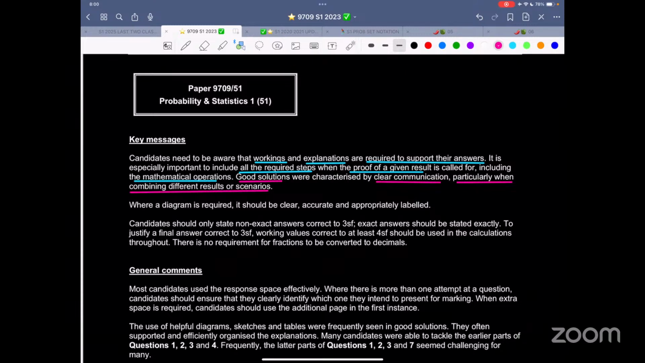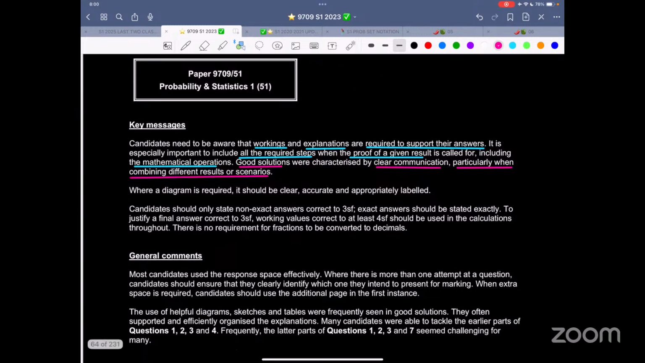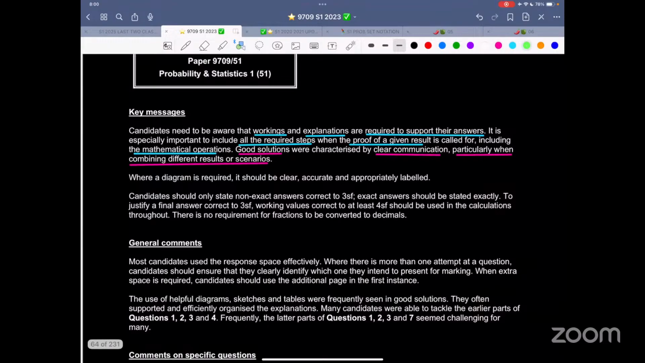So that is how good solutions are obtained. Where a diagram is required, it should be clear, accurate, and appropriately labeled. Some time ago, someone asked whether we should draw the diagrams in pencil. The answer is absolutely yes. When we are talking about diagrams of any sort, histogram, cumulative frequency, box plot, stem plot, bar chart, pie chart, they don't ask that much basic, but even if they do, this should be drawn in pencil.